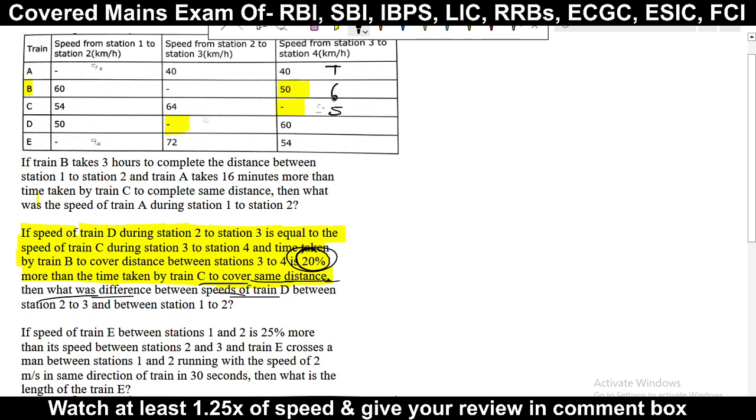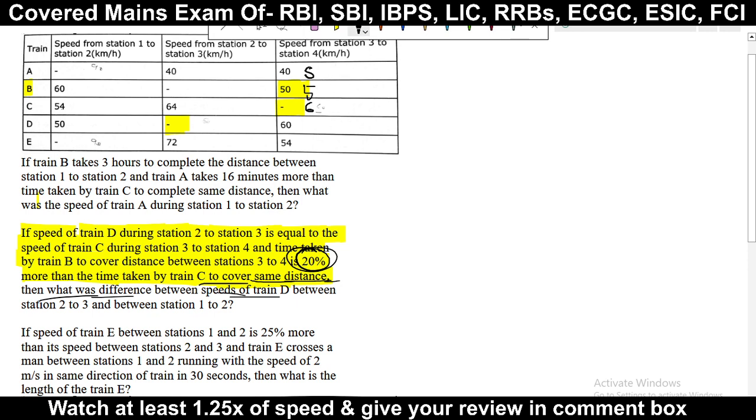Time is 6 and this is 5. Now if time is 6 and 5, then what will be the speed? This is the ratio of time actually. So what will be the ratio of speed? The ratio of speed will be just inverse of this. So that will be 5 by 6. Okay, got it or not?